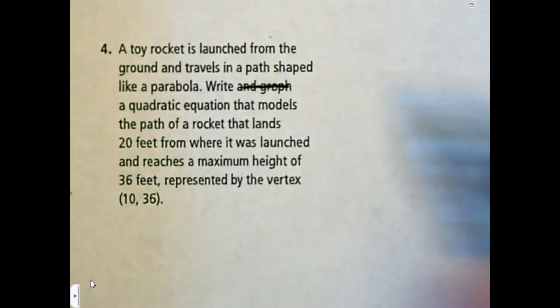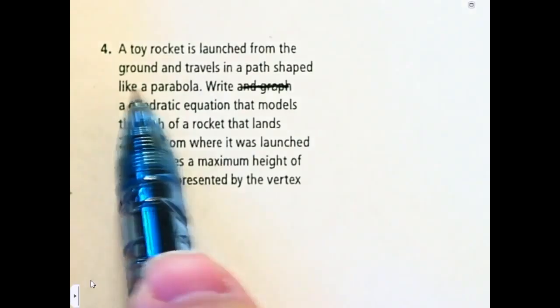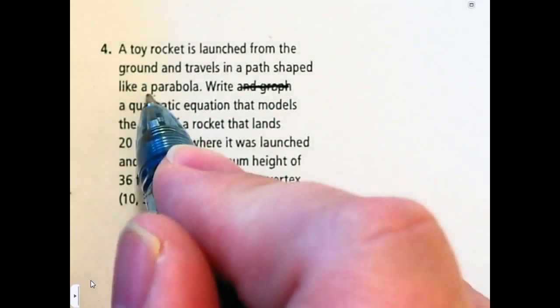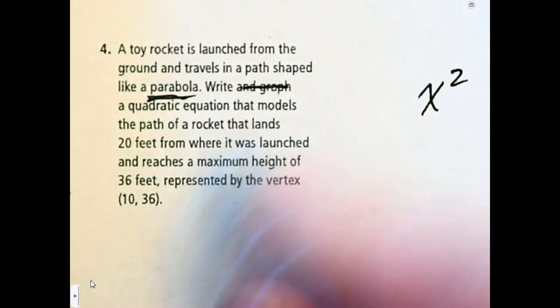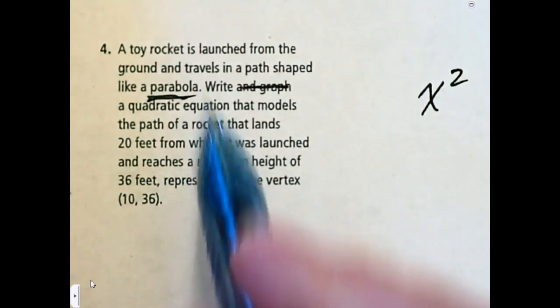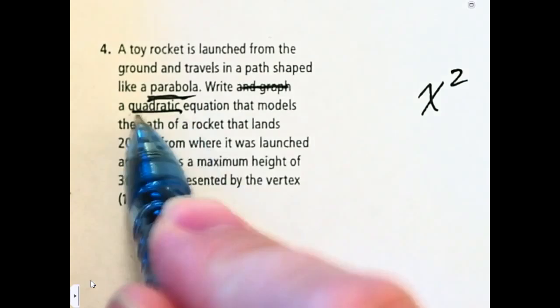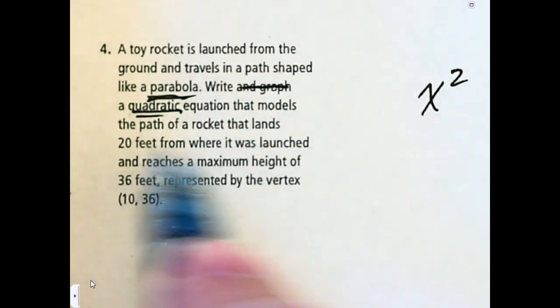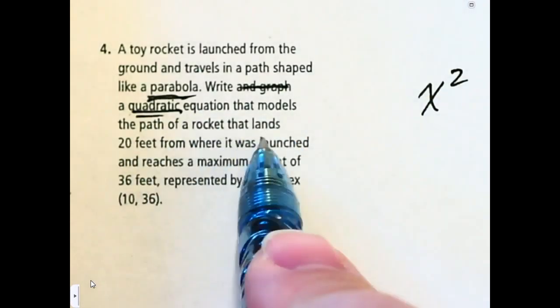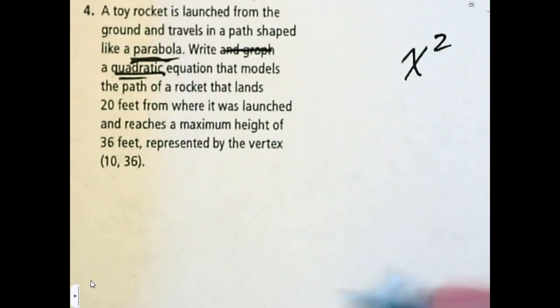So if we pull all the information we need out of here, first, toy rocket travels in the shape of a parabola, means it has x squared. That's all that means. Write a quadratic equation. Quadratic means x squared. Okay, that models the path the rocket has that lands 20 feet from where it is launched. Well, let's say I do a really quick picture.